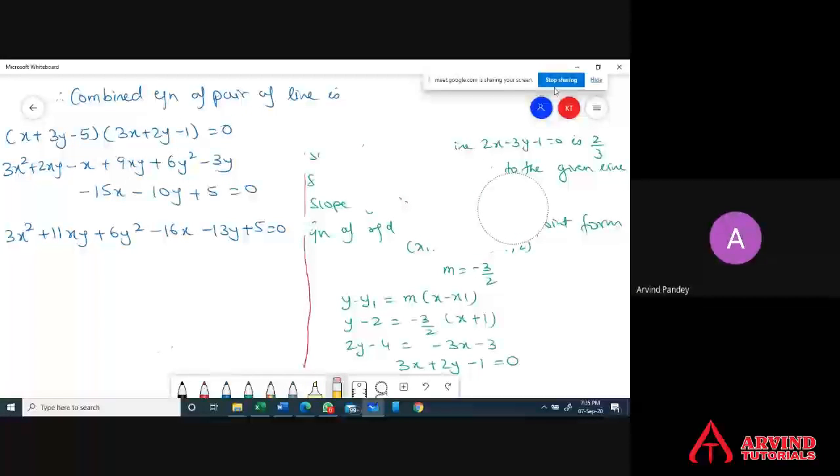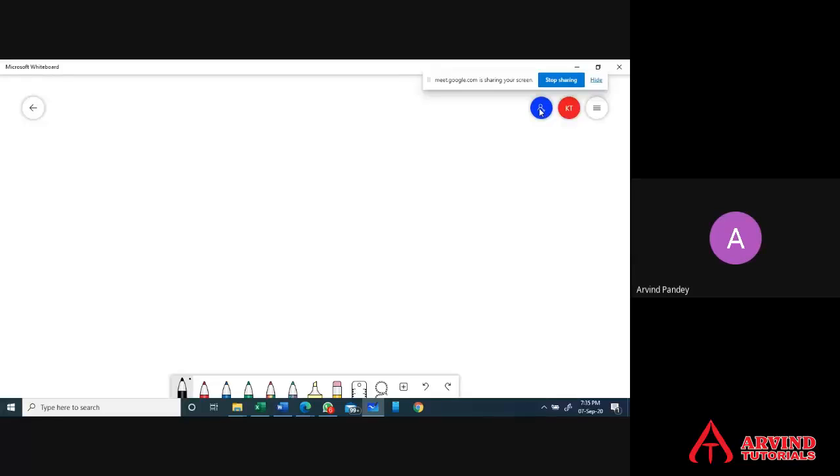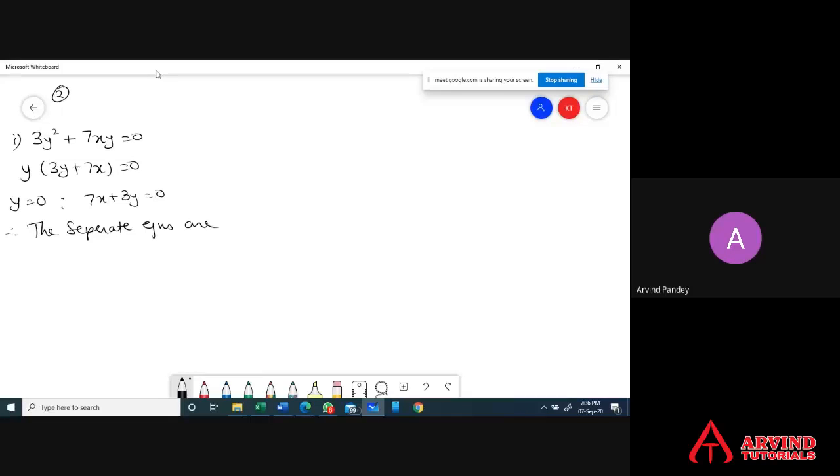Okay, now the second bit. Now we had found out the combined equations. Now in your second bit, you're supposed to find the separate equations. For example, the first part, you are given 3y square plus 7xy equal to 0. You take y common, so y(3y plus 7x) equal to 0. So either y will be 0 or 7x plus 3y will be 0. We'll say therefore the separate equations are y equal to 0 and 7x plus 3y equal to 0.